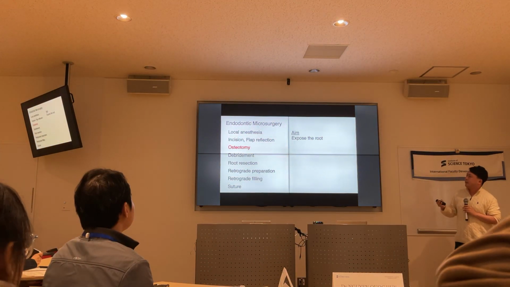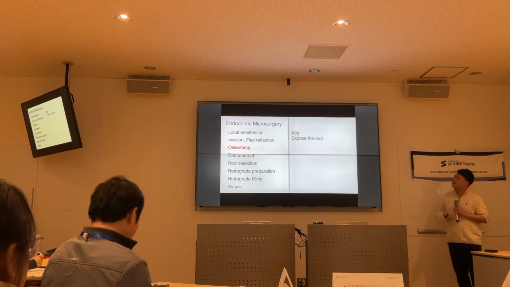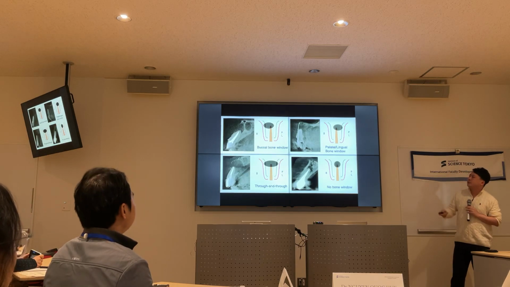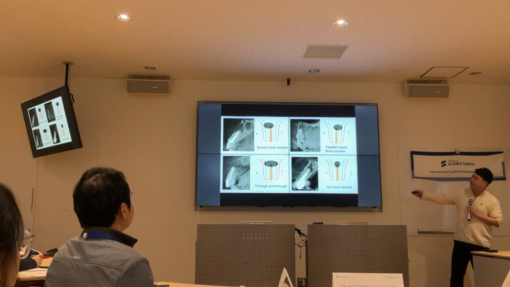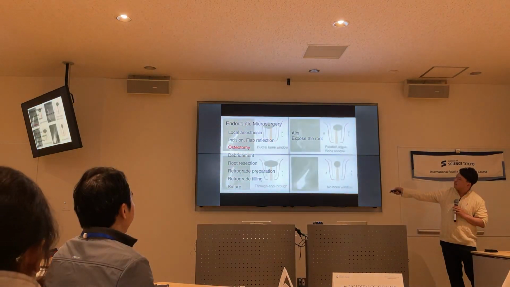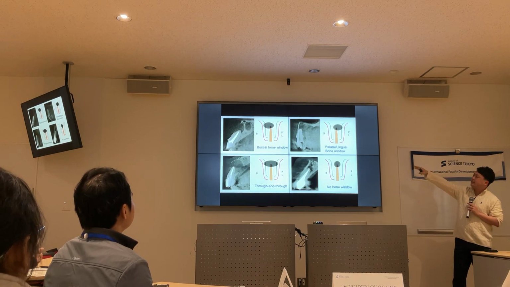Then after flap reflection, I perform osteotomy. The aim is to expose the root. Depending on the position of the apical radiolucency, the bone window is different. In such a buccal bone window, it's the easiest case.